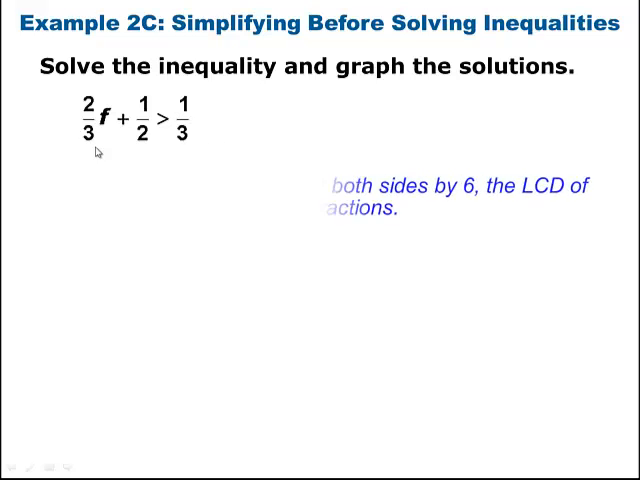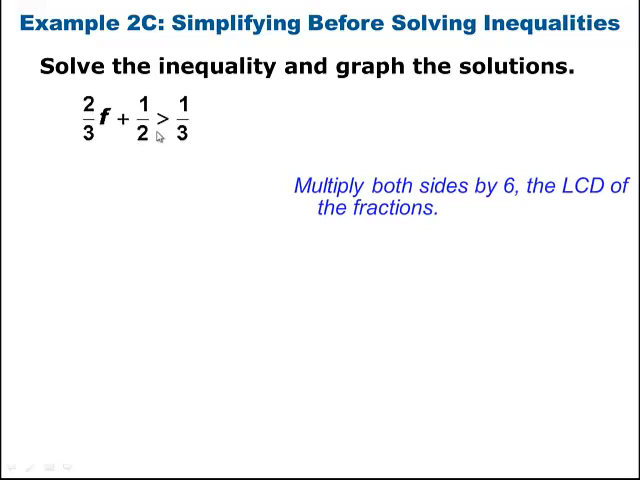We're going to look for the lowest common denominator of 3 and 2 and 3, because if we multiply everything by that, we can get rid of our fractions and only have to work with whole numbers. For 3 and 2, the lowest common denominator is 6, so we're going to multiply everything by 6. When we multiply 2/3 by 6, let me get my pen here.